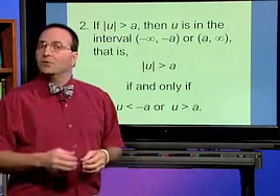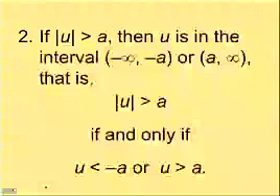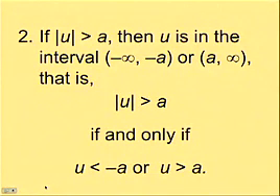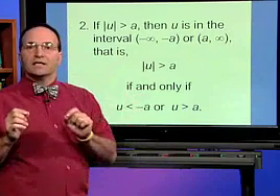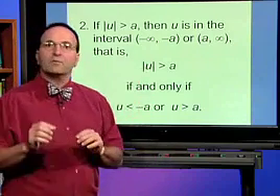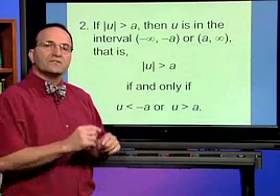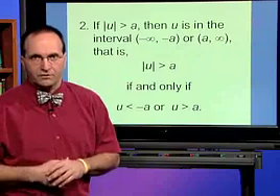If the absolute value of U is greater than A, then U is going to be in the interval negative infinity to negative A, or in the interval A to positive infinity. In other words, the absolute value of U is greater than A if and only if U is less than negative A or U is greater than positive A. Now, the inequalities here can be exchanged. That is to say, instead of a greater than, we could have greater than or equal to. And the same with less than or equal to.